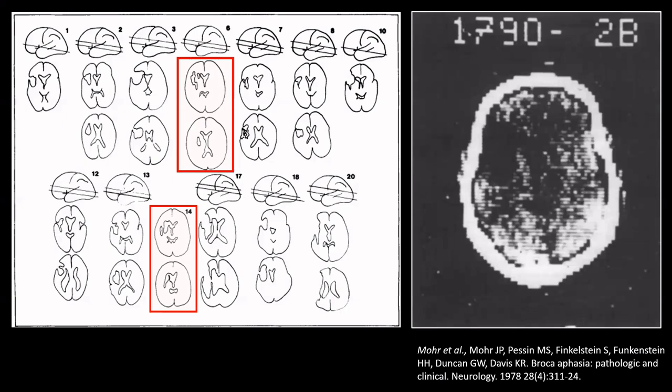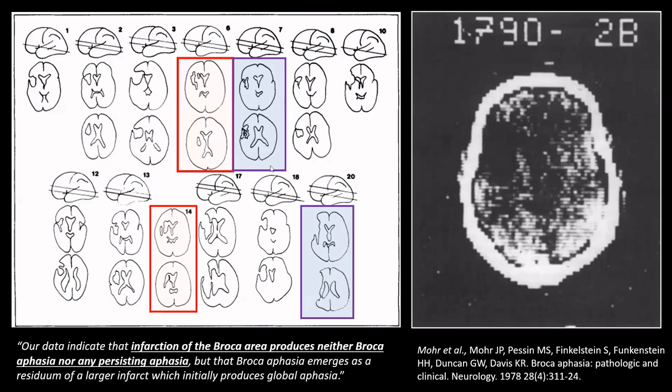That is the question. We also see that the damage can vary extensively. Here, there is damage in the cortex of the inferior frontal gyrus, but also in the insula and in the temporal lobe, as you can see. But over here, the damage is extremely extensive. So there is an incredible variability in how extensive the lesions are. And the conclusion of these authors is actually saying a lot. Our data indicates that infarction of the Broca area produces neither Broca aphasia nor any persisting aphasia.